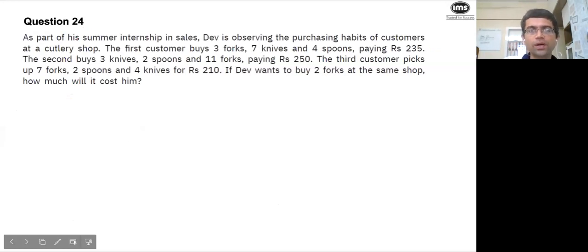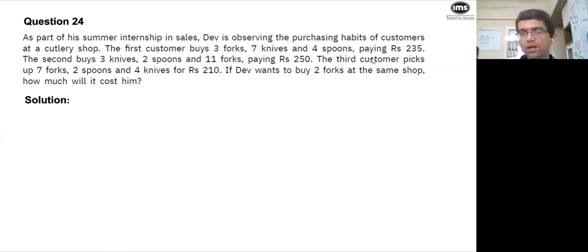As part of a summer internship in sales, Dev is observing the purchasing habits of customers in a cutlery shop. First customer buys 3 forks, 7 knives, 4 spoons paying 235. Second buys 3 knives, 2 spoons, 11 forks paying 250. Third one picks 7 forks, 2 spoons, 4 knives for 210. If Dev wants to buy just 2 forks at the same shop, how much will it cost him? 2 minutes for this.